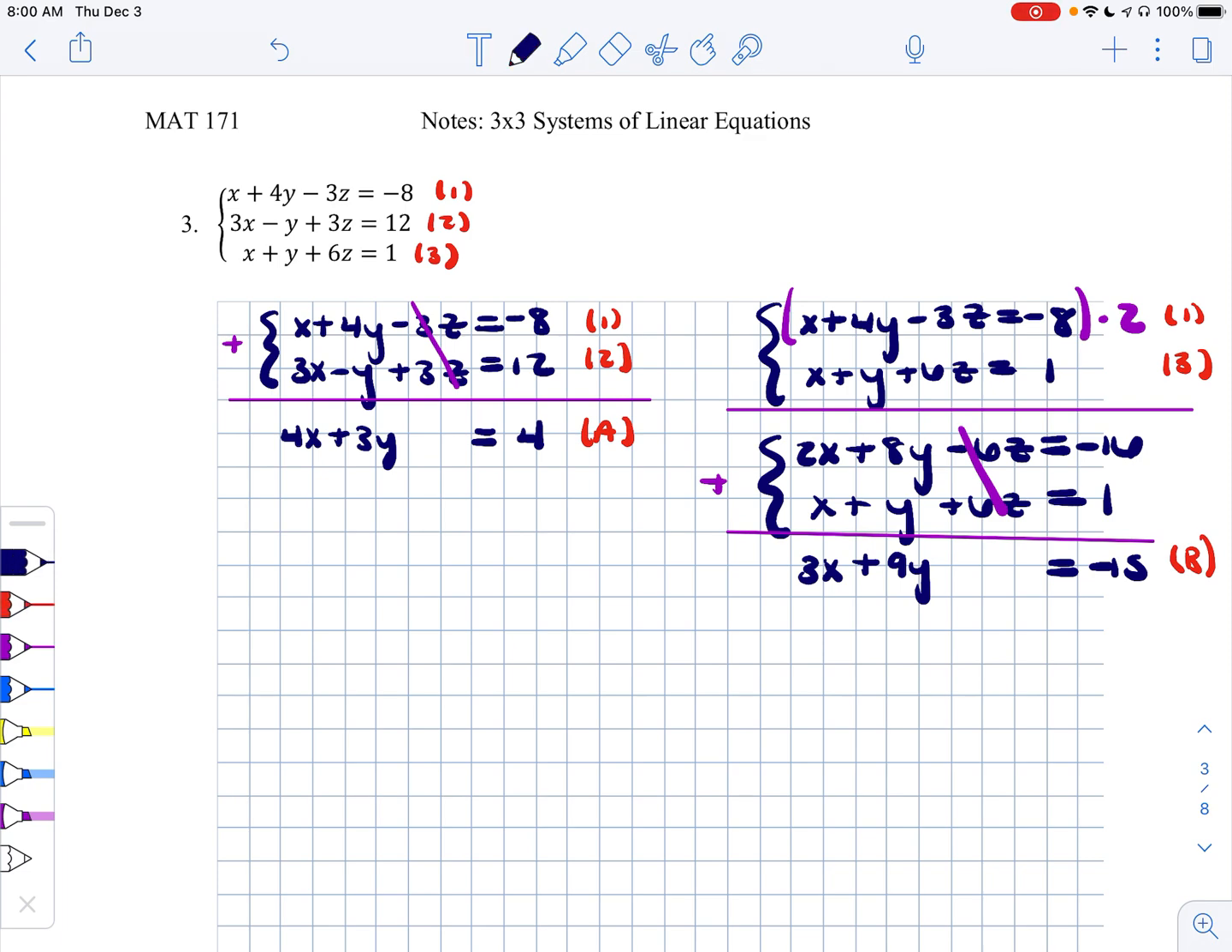Okay, so putting together equations A and B now, we have our 2 by 2 system. Okay, so our equations A and B together give us our 2 by 2 system. And now we're just going to keep going with elimination further. So we want to keep eliminating. So it looks like the y variable is going to be pretty easy to eliminate here. We just need to multiply the top equation through by a negative 3.